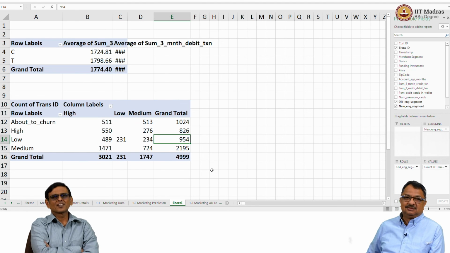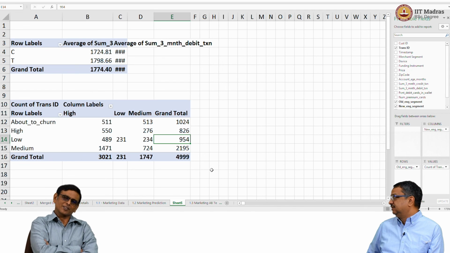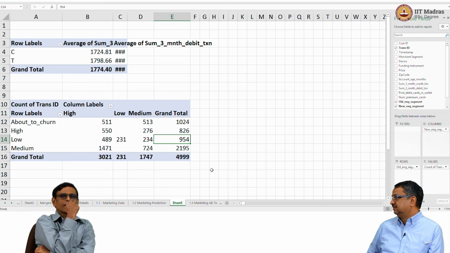Maybe. But nonetheless, I think our percentages are significantly better. More people seem to be in high and medium now than earlier. So it means this nudge worked. This looks like it. Let's show it to Venkat and see what he has to say.